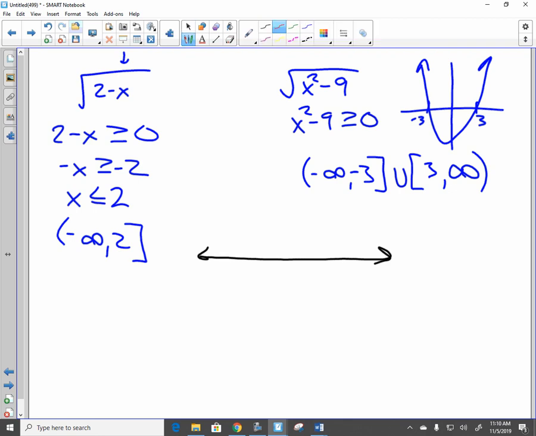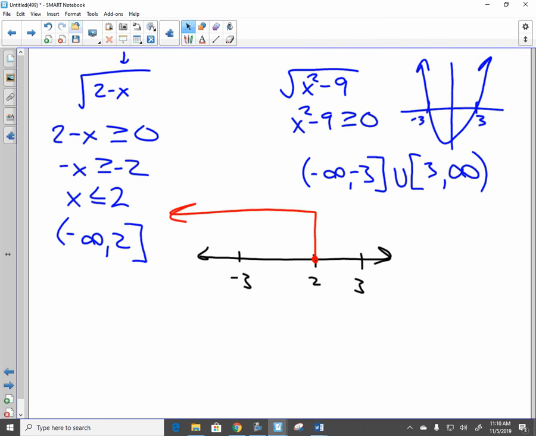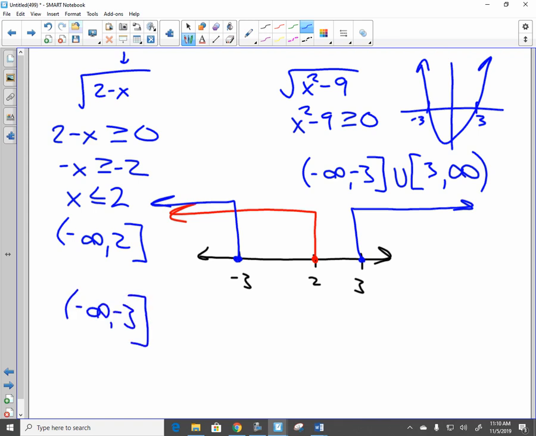So we want to consider the overlap of those two. Negative infinity to 2, and then negative infinity to negative 3 and 3 to infinity. Where is the overlap? Yeah, negative infinity to negative 3. So providing a graph can really help you understand what the domain looks like when you look at the overlap.